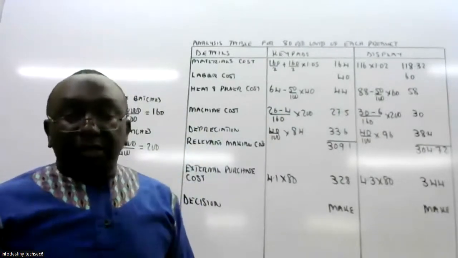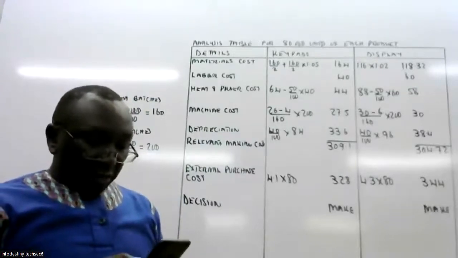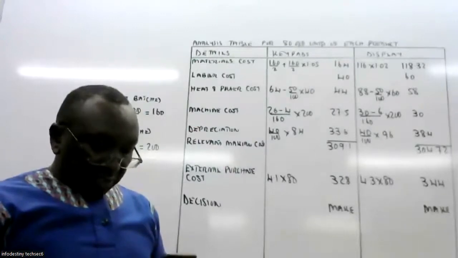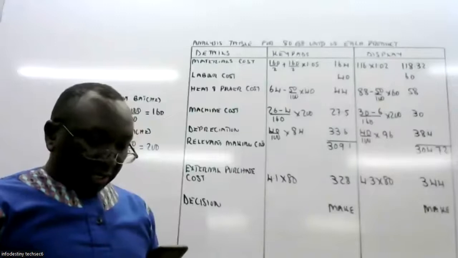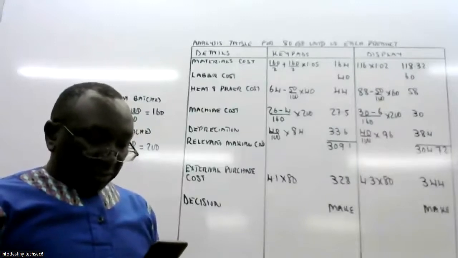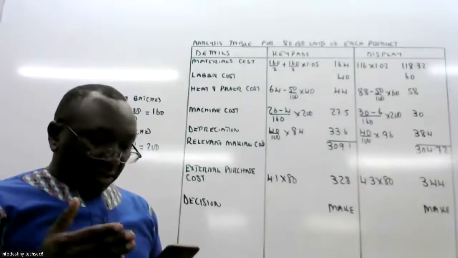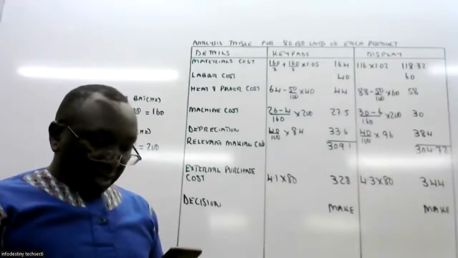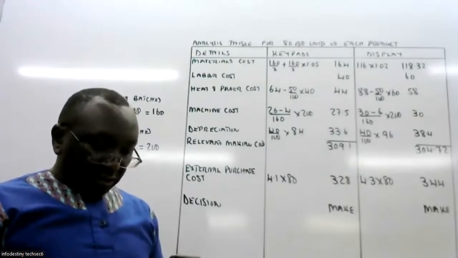So I want us to allow a few minutes for prayers. Then I'll be back so that we discuss the last decision, which is called drop or retain. So that means on your own, you can do those other questions that are there. It's just a matter of compiling those costs, and then you compare.